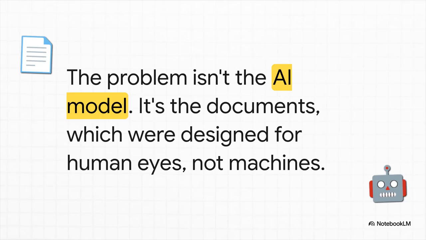And this is really the key thing to get. The problem isn't the AI model itself. Nope. It's the documents we're feeding it. I mean, think about it. All of our reports, our PDFs, our presentations, they were made for human eyes. We understand the columns, the charts, the little side notes, but for an AI that just reads text from left to right, it's total chaos.